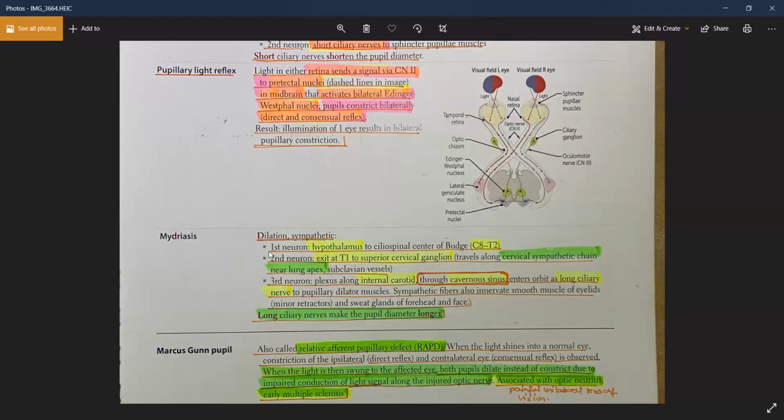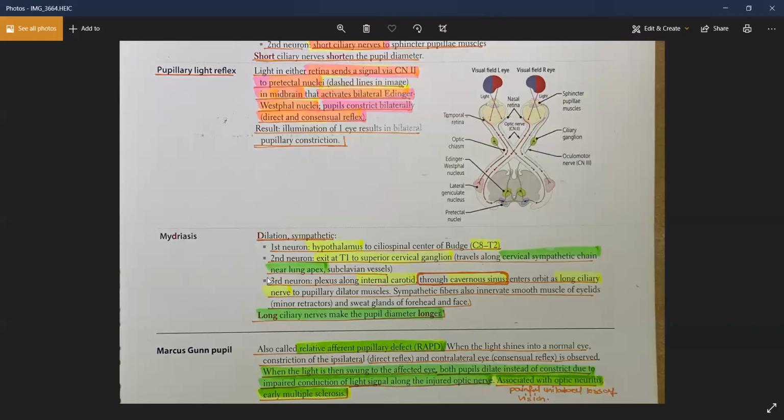In the first neuron, you can have damage along up to the level of your spinal cord, up to the level of T1. If you damage your sympathetic chain, you will have damage in the second neuron. If you got any damage in the cavernous sinus, that means you're damaging your third neuron.